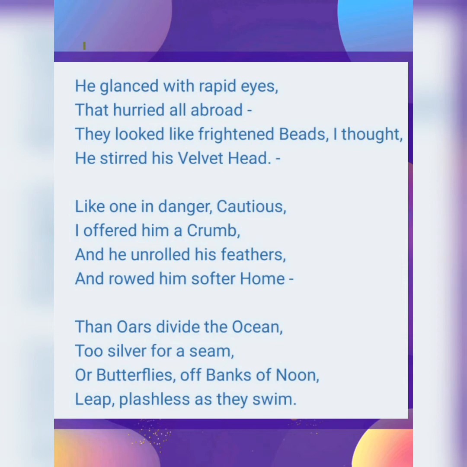So, quick movement, he is that hurried all abroad. He is looking around. They look like frightened beads. So the eyes are compared to beads, which are frightened. Frightened means fearful. I thought, the poet thinks like that. He stirred his velvet head. Then the bird stirred his head, which is looking like velvet.